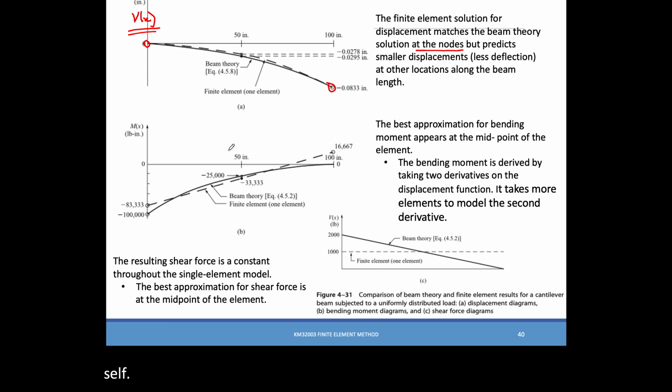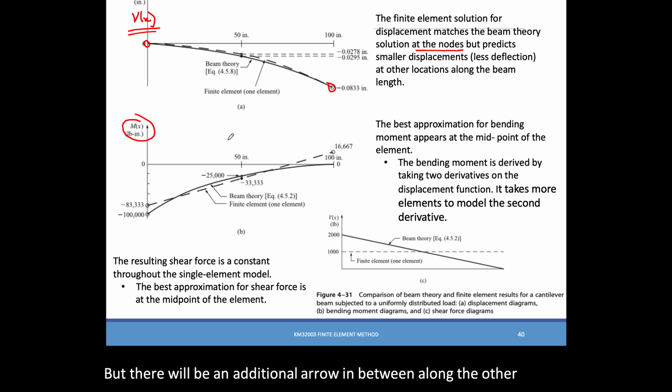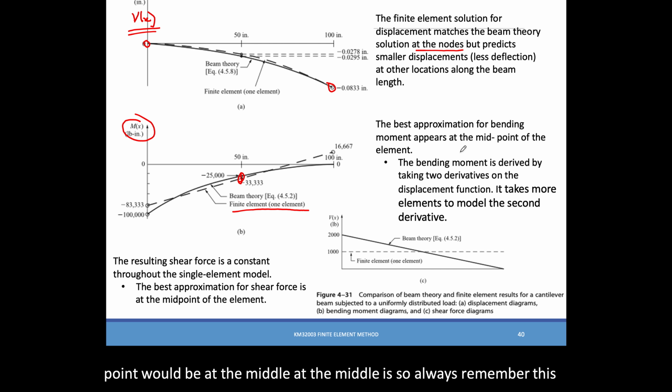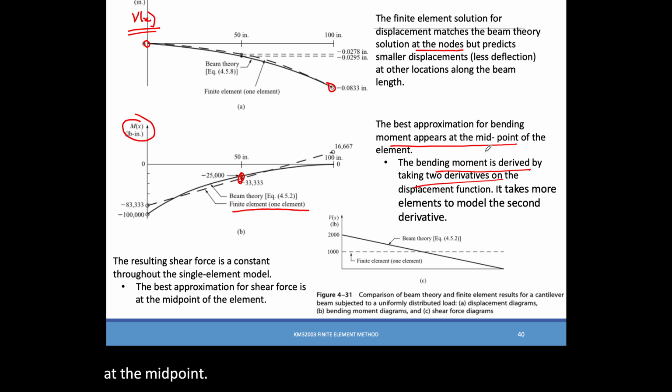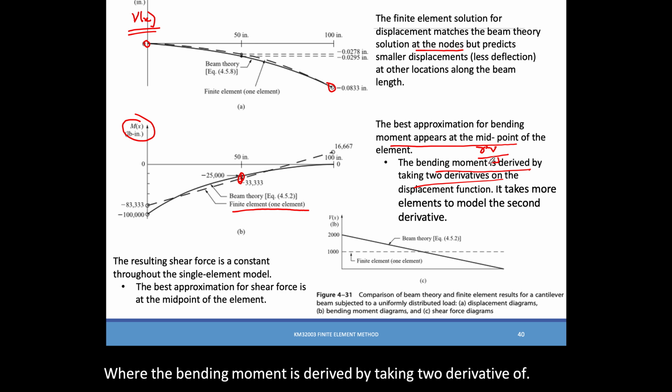Okay, for the moment diagram itself, the best approximation point would be at the middle. So always remember this is a single finite element. The best bending moment appears at the midpoint, where the bending moment is derived by taking two derivatives of the displacement itself. So this gives us the bending moment.